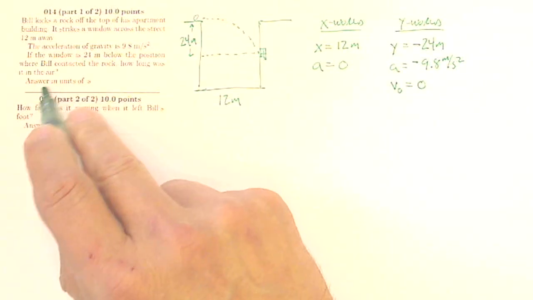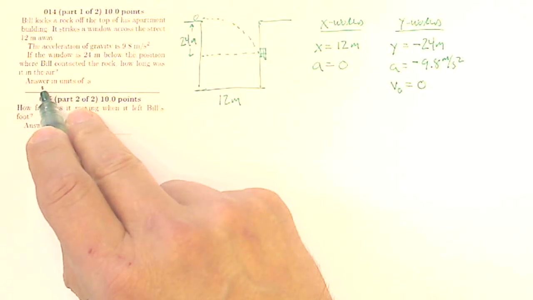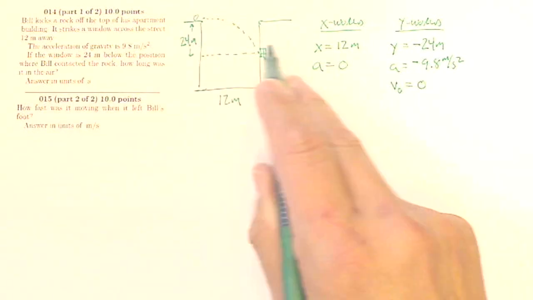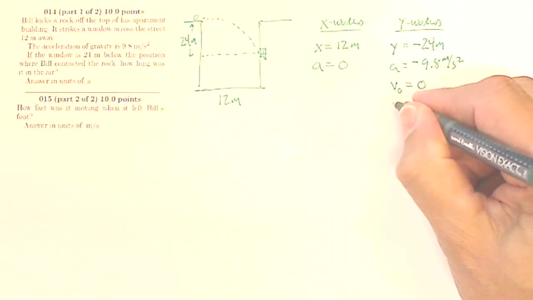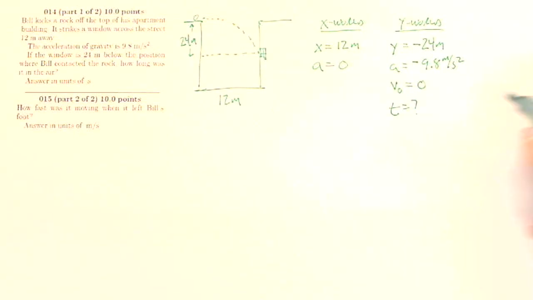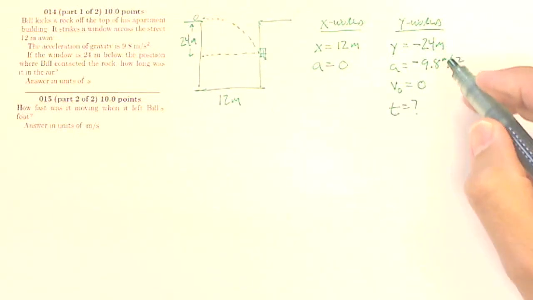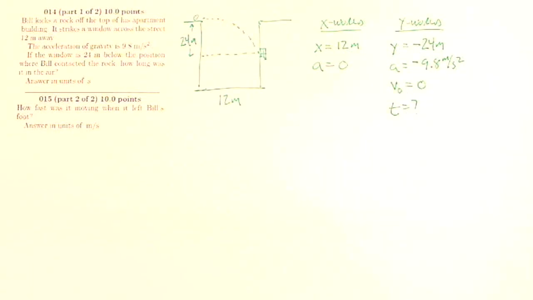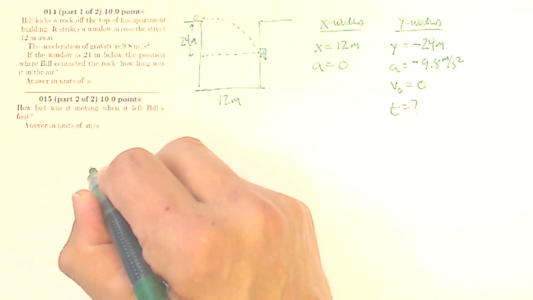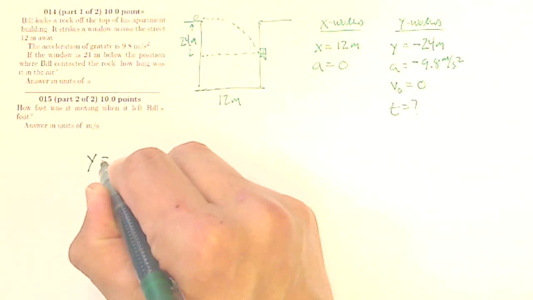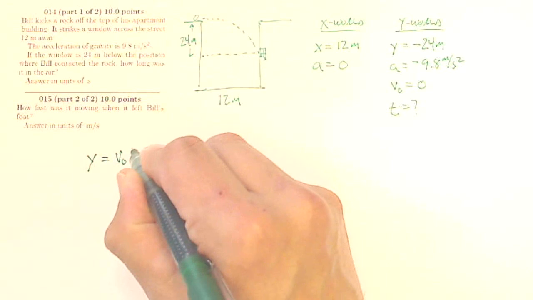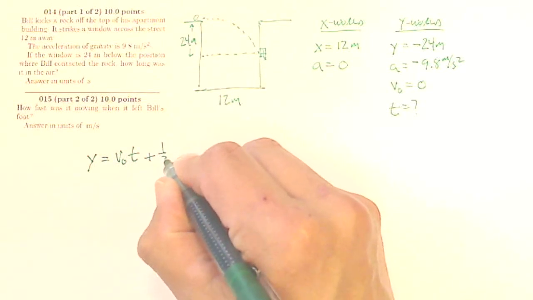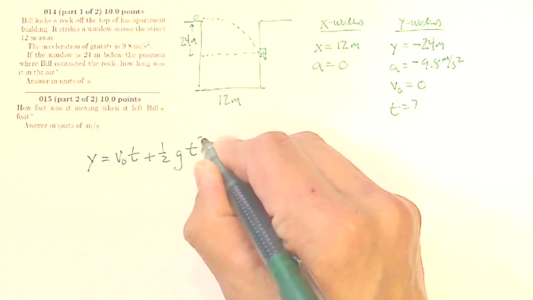Now I'm asking for the time it takes to fly that 24 meters and this 12 meters, so I'm looking for time in the Y world. Which is good to know because I've got negative 24, negative 9.8. I've got a displacement and acceleration and initial velocity. I'm looking for a time. So I can solve that because I know that my displacement in the Y world is my initial velocity times time plus 1/2 my acceleration times time squared.